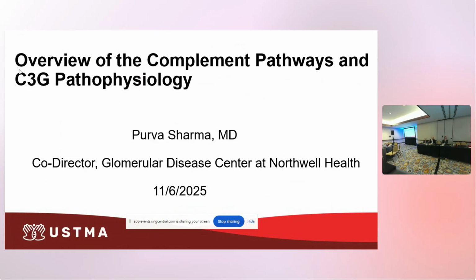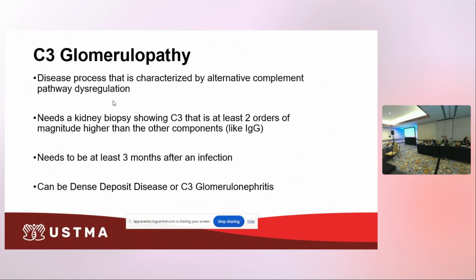Good evening. So I'll get started on the overview of the complement pathways and C3G pathophysiology. All right, so C3 glomerulopathy is a disease process that is characterized by alternative complement pathway dysregulation. It needs a kidney biopsy that shows C3 that is at least 2 orders of magnitude higher than the other components. So it doesn't have to be isolated C3, it just has to be 2 orders of magnitude higher, so dominant C3 staining than the other components.